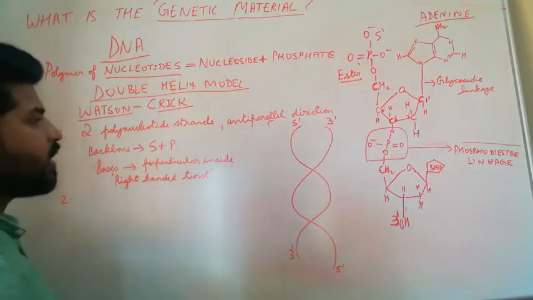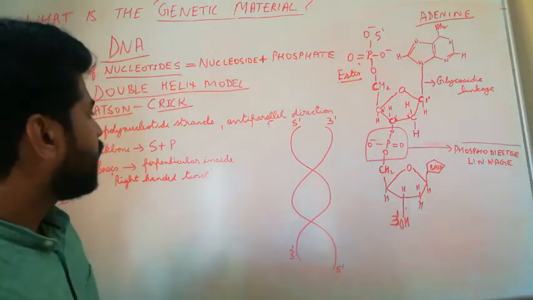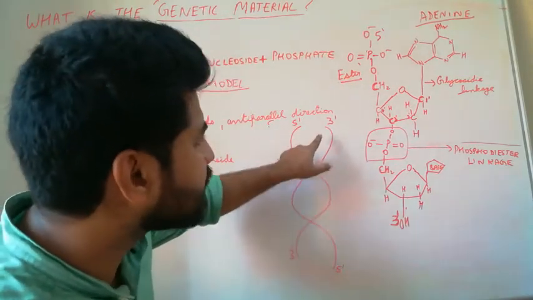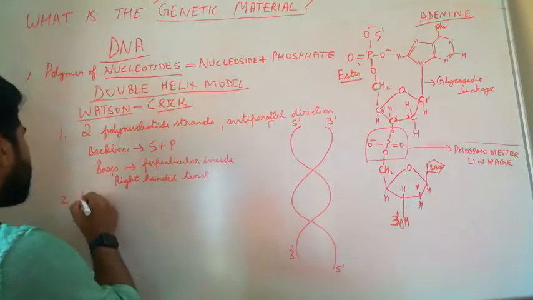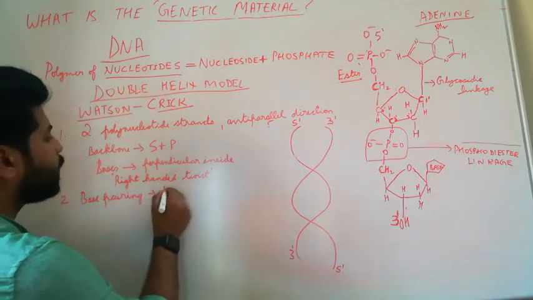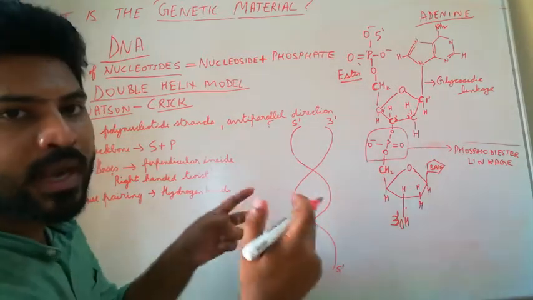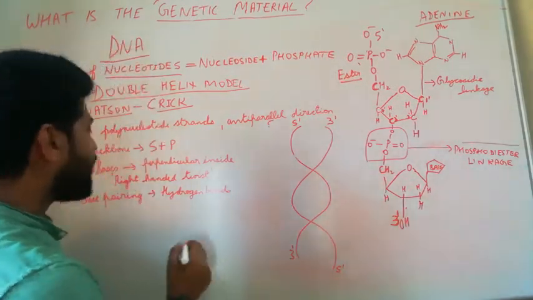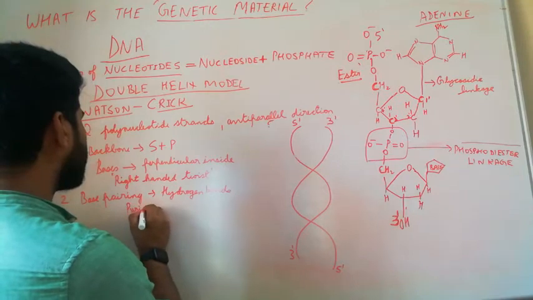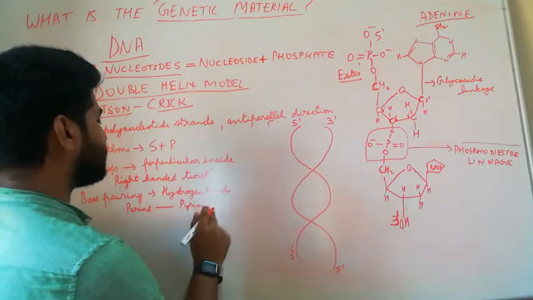Chargaff's rules say that the amount of purine is equal to the amount of pyrimidine. In base pairing, one strand of DNA is connected to another strand with the help of base pairs. Base pairing is done with the help of hydrogen bonds, so the two strands are linked by hydrogen bonds. The base pairing is always between a purine and a pyrimidine. So a purine always forms bonds with the pyrimidine.